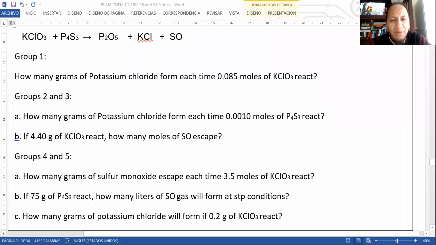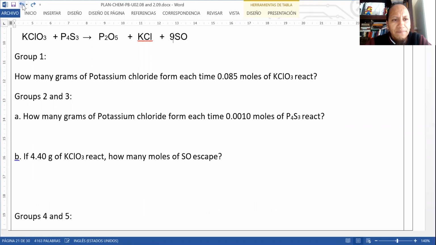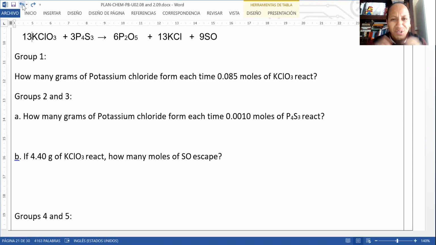First of all, what you have to do is balance the reaction. As I said before, remember to always balance the reaction. If you don't know how to balance, since you are at home, you can use an online balancer for these exercises, because this class wasn't about how to balance reactions, but how to use stoichiometry. So if you have the tools, use them. Let's go to the first one.